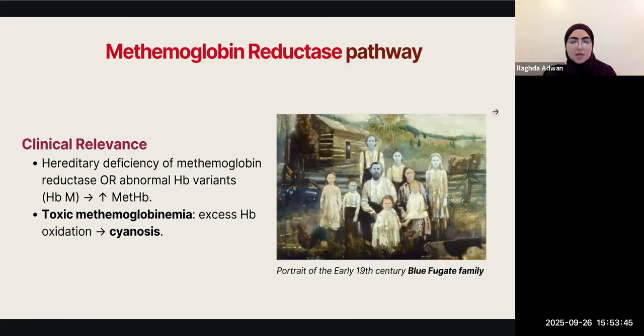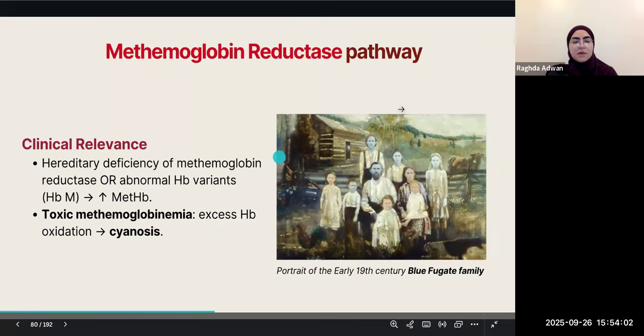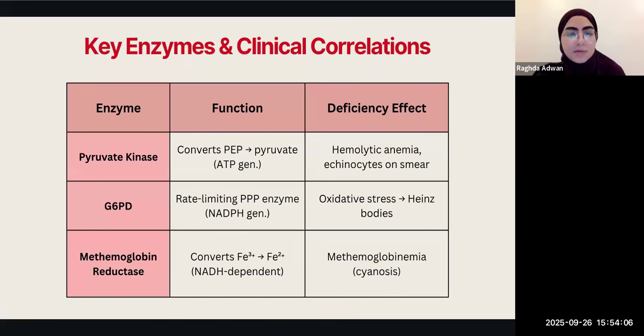This picture is not in your lecture, but it's just a fun fact that there is a family which has the genetic deficiency of methemoglobin reductase, and this gives them blue skin. So they're literally called the blue family or blue skin family. Blue people, that's what they're called. They're the Blue Fugate family. This is just a fun fact to remember that methemoglobinemia is hereditary. That's it for methemoglobinemia. Pretty straightforward.